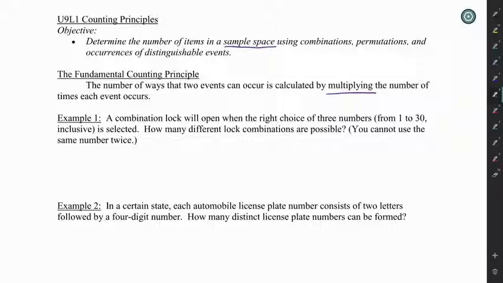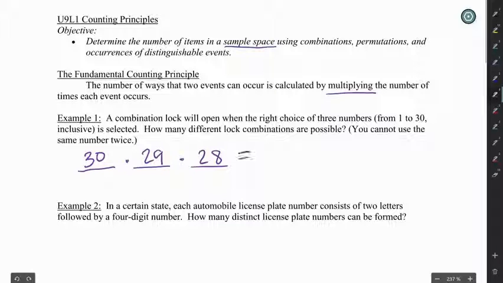So what we're going to do here, the easiest way to do this is to put out 3 spaces for our numbers of selections that we have. We're going to multiply those together, so I put the multiplication in already. The first time we have 30 numbers to choose from because we have the numbers from 1 to 30. After we have used that number, we can't use it anymore, so now I only have 29 options left. After I use that number, I'm now down to 28 options. When I multiply those numbers together, I get 24,360.